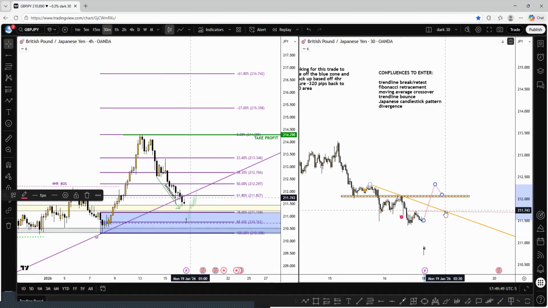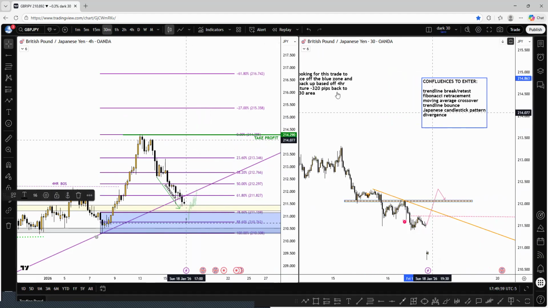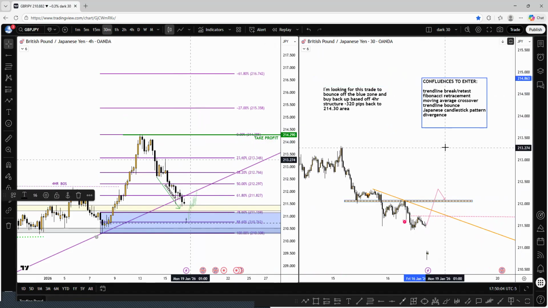So basically that's what I'm looking for. It also could come back and retest the backside of this trend line too, but I need something like that to happen before I can get in this trade and ride it back up. And I put my confluences on here just to remind myself you need at least, some people said, two or three confluences to enter your trade, like the trend line break and retest, some Fibonacci retracement, or Japanese candlestick patterns, this, that, or the other. That's just notes for myself.